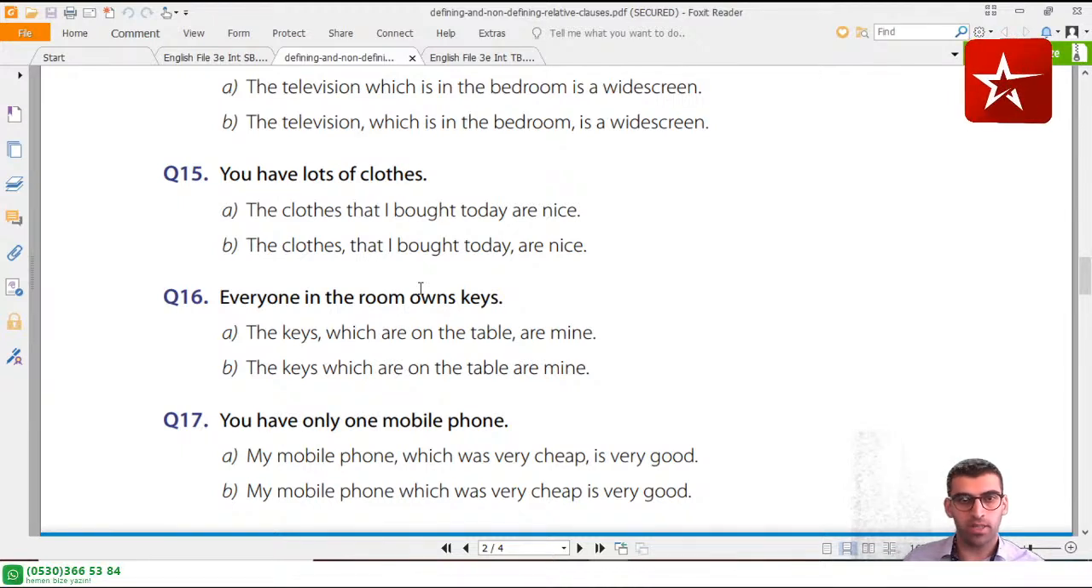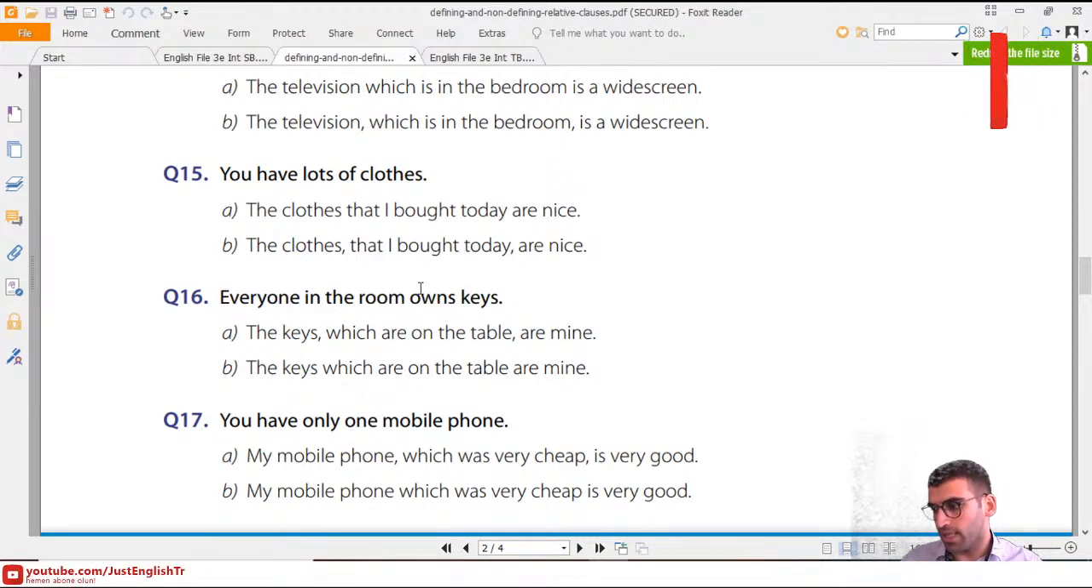A is a correct answer. The keys which are on the table are mine, or the keys without comma. 16 is B. Yes, 16 is B. That is the correct answer. 17, you have only one mobile phone. Question 17.